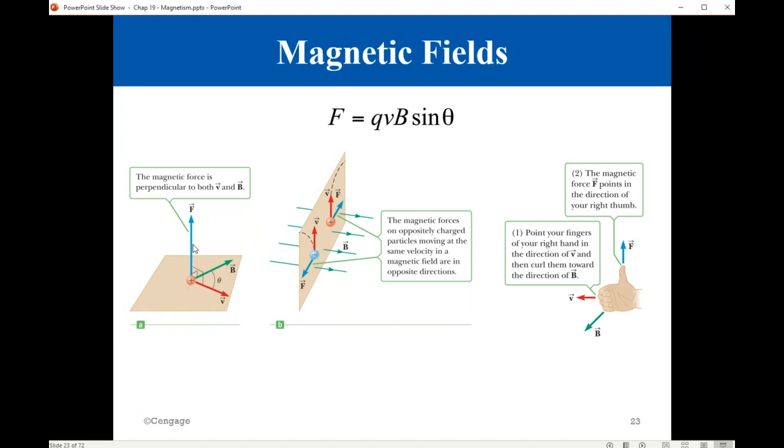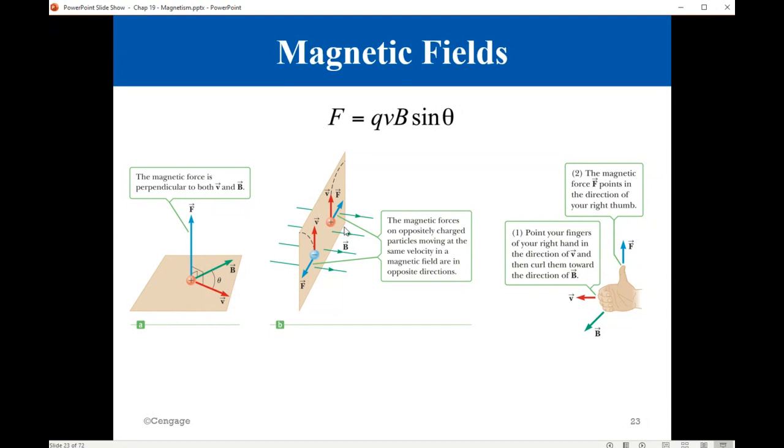This is when the charge is positive. If the charge is negative, all you need to do is flip this direction to the opposite direction. So we apply the right-hand rule assuming the charge is positive. If it is negative, we just flip the result. You flip the direction of the thumb, flip the direction of F. It will be downward if the charge is negative.